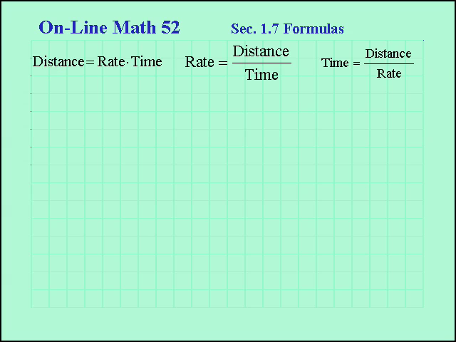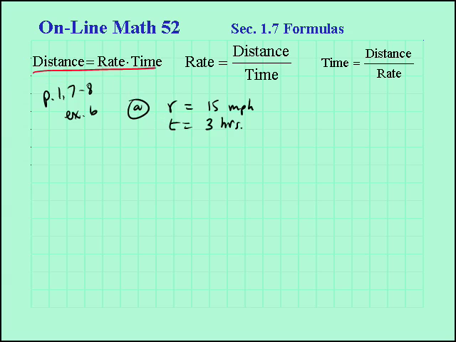So I notice in example 6a, this is on page 8, part A, we're given a rate, I'll just call it R for now to abbreviate things, is 15 miles per hour, and we're given a time, T is what I'll say, is 3 hours, and we're asked to find the other part of this. Well, we're given rate and time. What we don't have is distance, so we use this formula, distance equals. So we'll do this formula here for A.